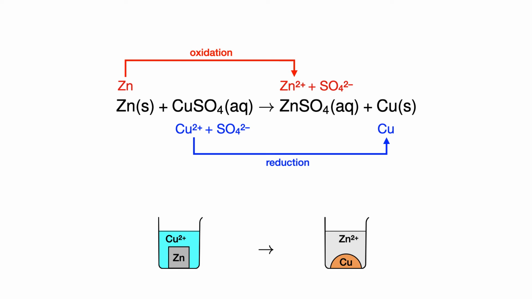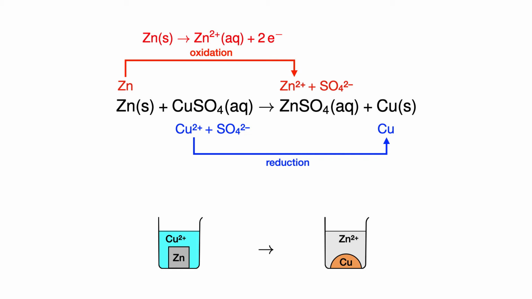And we can represent that schematically like this. We can say zinc, solid zinc is being converted to zinc 2 plus ions, and then 2 electrons have been removed. This would be the oxidation part of this reaction. Similarly, in the reduction part of the reaction, we've got copper 2 plus ions that are being converted to copper metal.